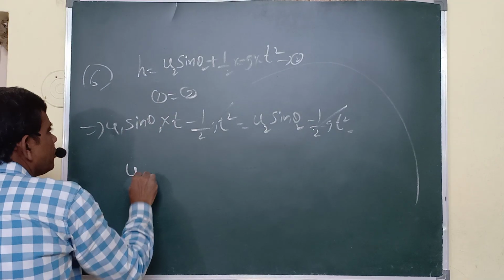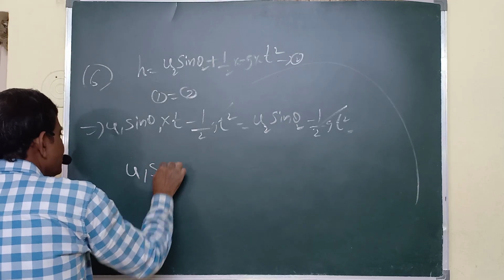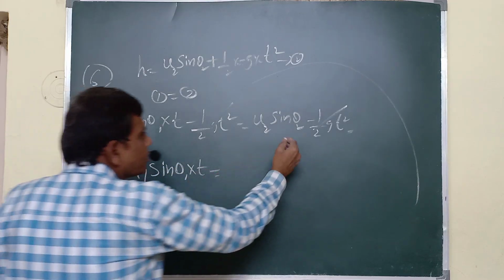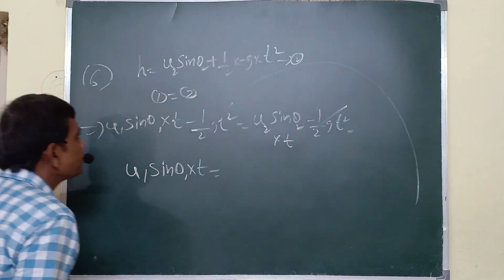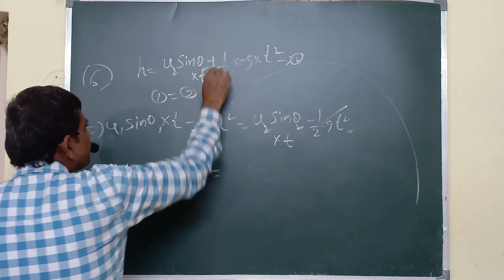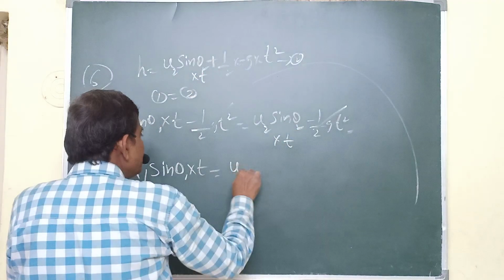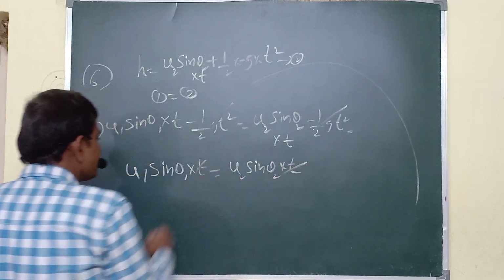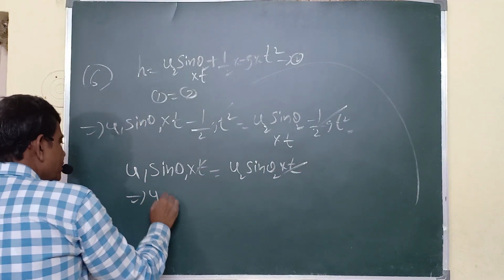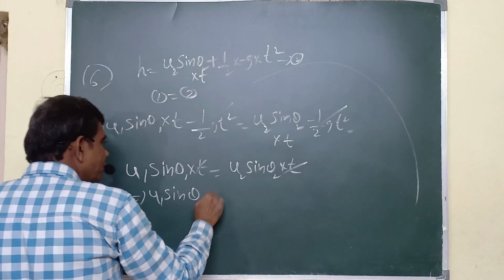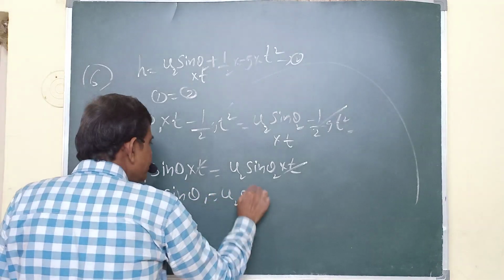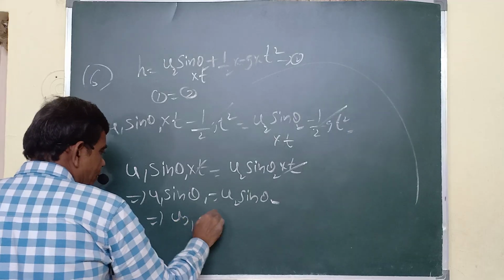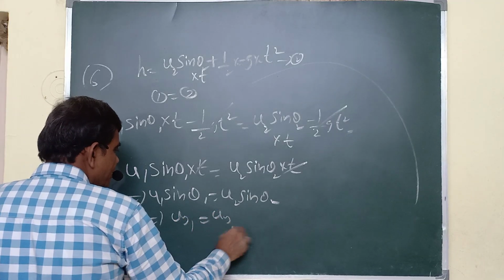u1 sin theta 1 into t equals u2 sin theta 2 into t. The t also cancels. Finally what I am getting? u1 sin theta 1 equals u2 sin theta 2.